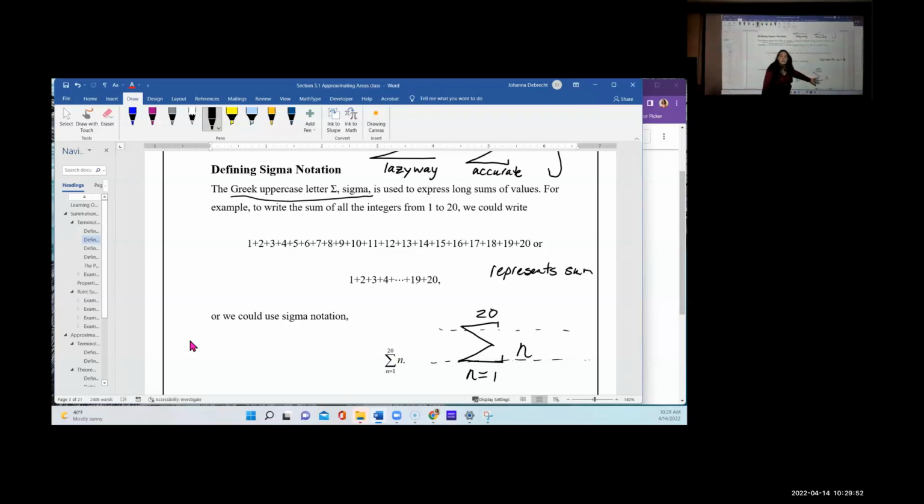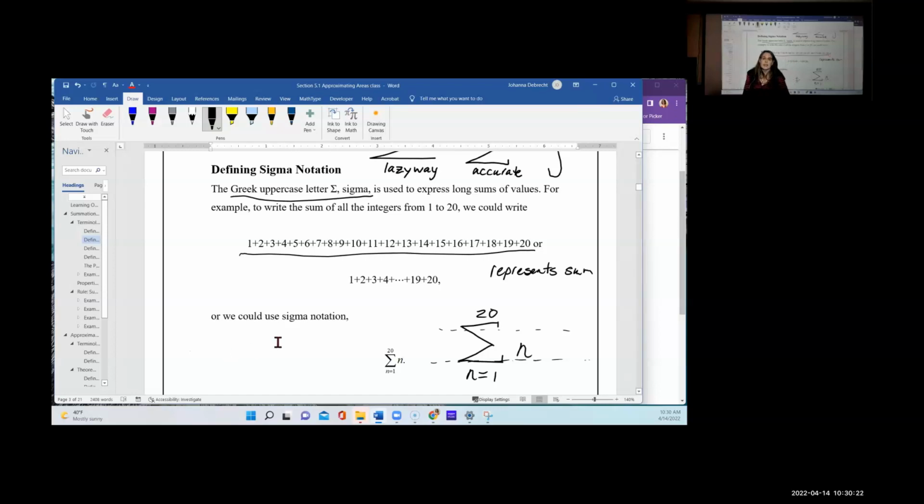And the sigma means each time you change the value of n, you add what you had before to the next thing. So essentially, this symbol right here represents this sum that you see right here, the sum of all the numbers from 1 up to 20. All right. So it's 1 plus 2 plus 3 plus 4 plus 5 plus 6 plus dot, dot, dot, plus 18 plus 19 plus 20. Right. So it's the sum of all of those numbers.